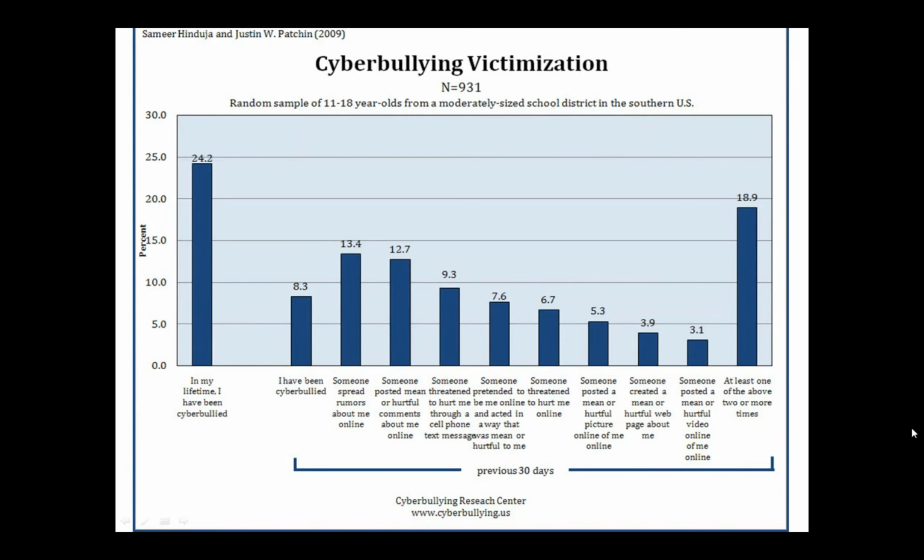Someone posted a mean or hurtful picture of me online. The least one, 3.1%, is the smallest. I'll come back to that. Someone posted a mean, hurtful video of me online. So that is also happening. This is the 2010 data, and the age group is 11 to 18. The sample size is near 1000, 931. So 3.1% means around 30 people had a hurtful video posted online in that age group of 11 to 18.